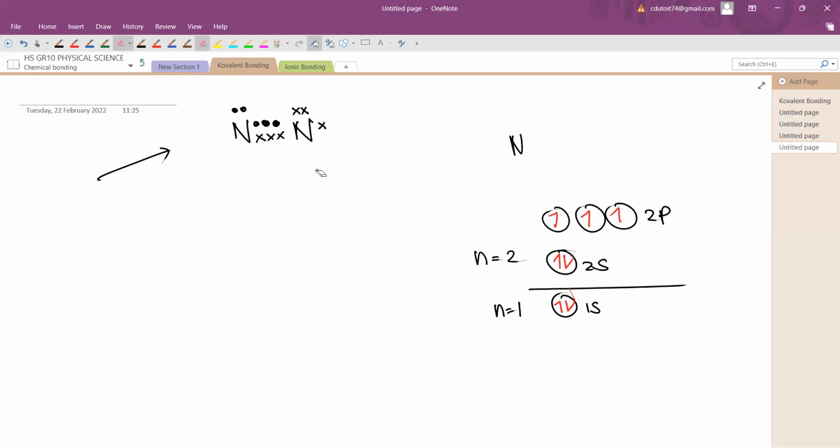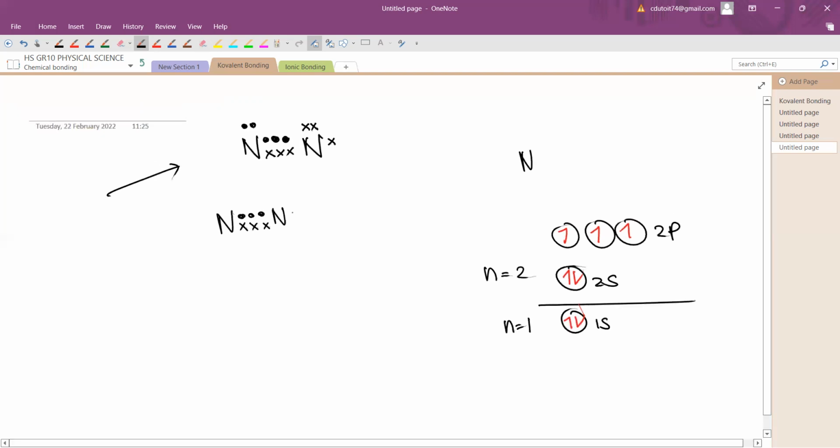So there's a triple bond. So it basically looks like this. There's my one nitrogen. And then there's triple bonds. 3 electrons. And then I have 2 electrons here and 2 electrons there. So that's our Couper diagram. Sorry, this is my Lewis diagram. And my Couper diagram will look like this.